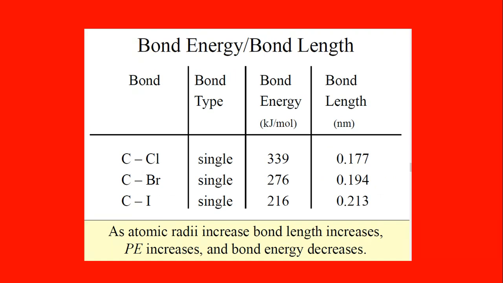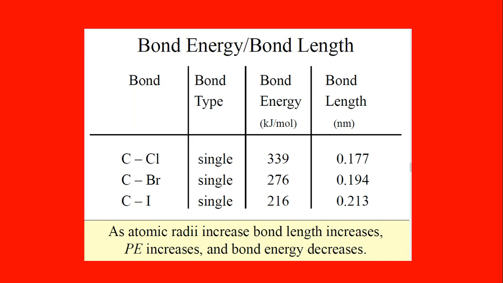The bond energy is getting lesser, because remember, it takes energy to break and frees energy to form. The bond energy to get that bond broken is going to be more to break carbon and chlorine than it will be to break carbon and iodine, because the bond length is much greater. So look at the bond length here. You have 0.213 nanometers compared to 0.177 nanometers. You might not think that's too much, but in nanometers, it's a lot.